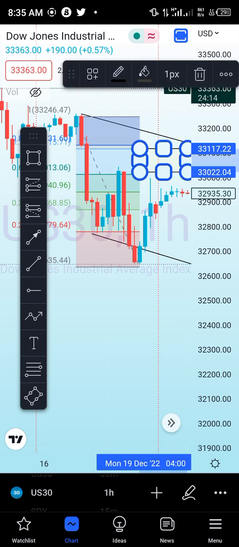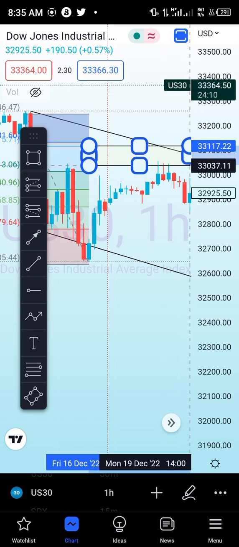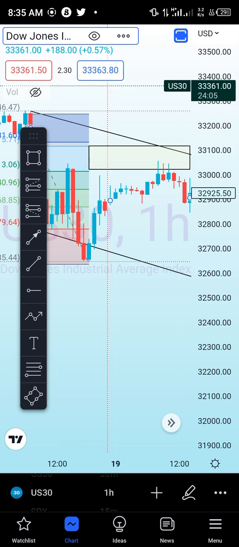If I extend this, you'll find out that it's actually touched that zone. So this is how you use it to get your entry.